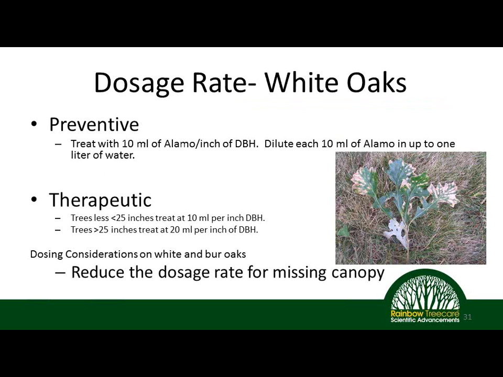Dosage rate on the white oaks for preventative treatments: because they can much more withstand and tolerate oak wilt, we use the lower rate when doing preventative treatments on high-value oaks, which is 10 mils of Alamo per inch of DBH. Again, the same water dilution. For therapeutic treatments, especially on trees larger than 25 inches, we recommend the 20 mils per inch of DBH, and then on trees less than 25 inches, 10 mils per inch of DBH.